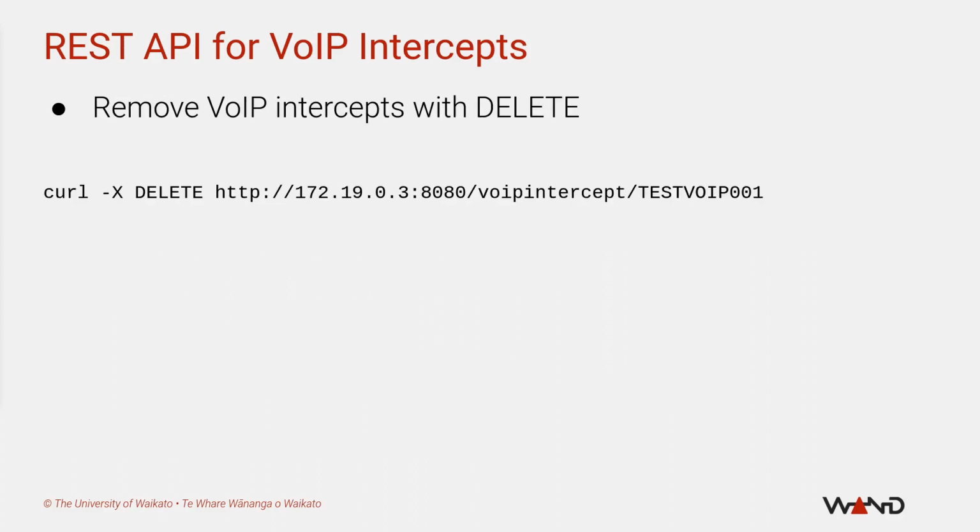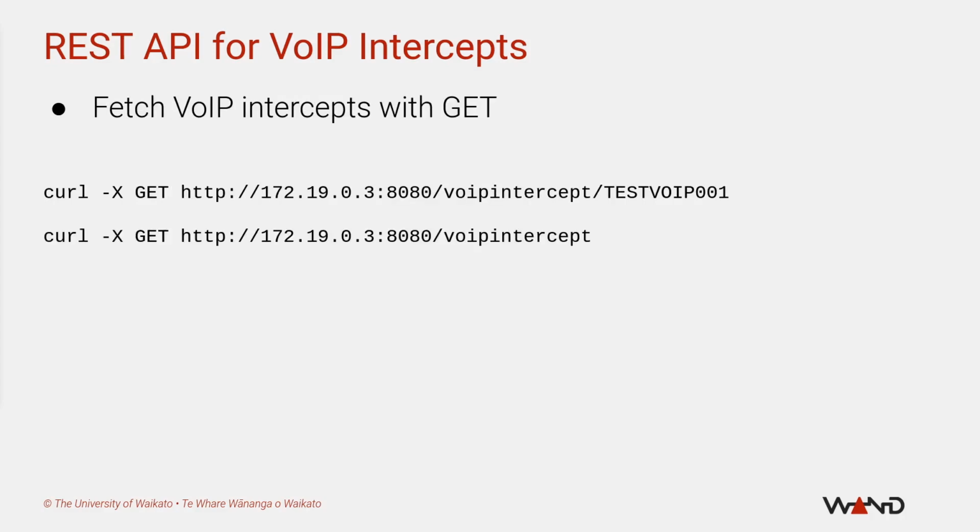You can use the delete method to forcibly withdraw an existing VoIP intercept. The delete request should be sent to the path VoIP intercept followed by a slash followed by the LI ID of the intercept that you wish to remove. Finally, the get method will allow you to retrieve the details of a particular VoIP intercept, or you may also ask for the details of all known VoIP intercepts. At this stage, it would be prudent for me to remind you once again that this is not an API that you want accessible to anyone outside of the few employees that manage your interception system.